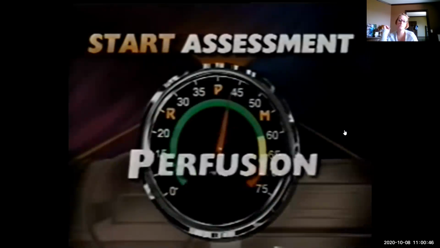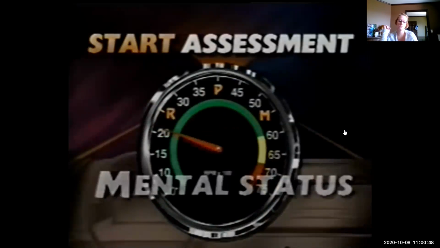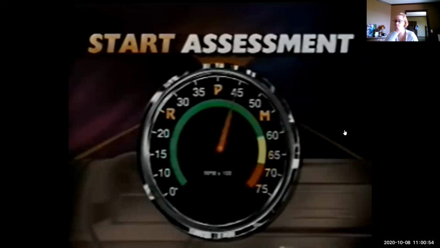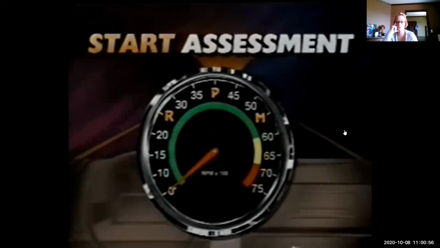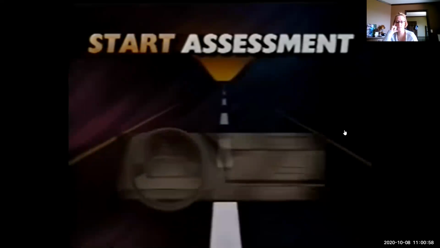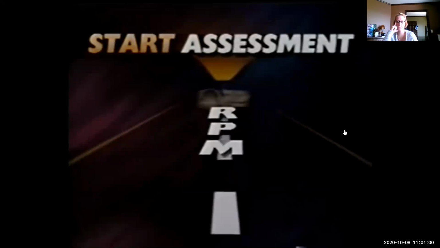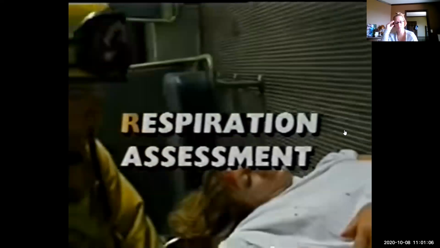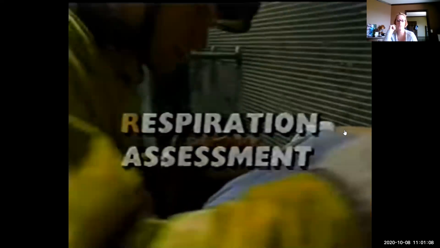RPM. Respiration, perfusion, mental status. RPM. When you're facing a multi-casualty incident and you're all revved up, just remember RPM. Now we'll learn how to use RPM to assess each patient in about 30 seconds. Respiration is the first assessment because it is the most critical function.